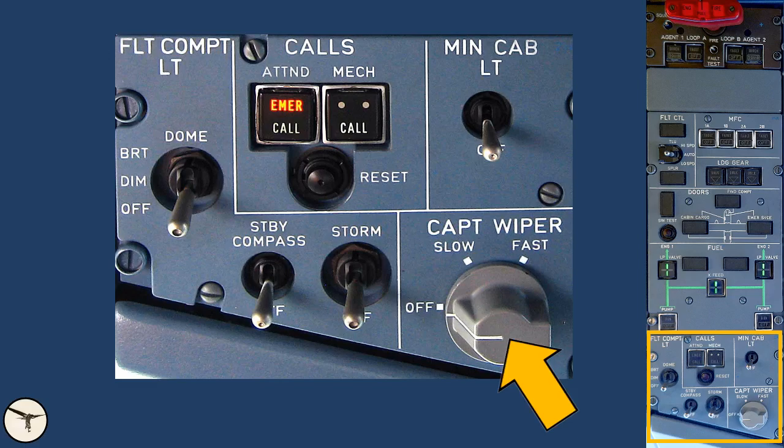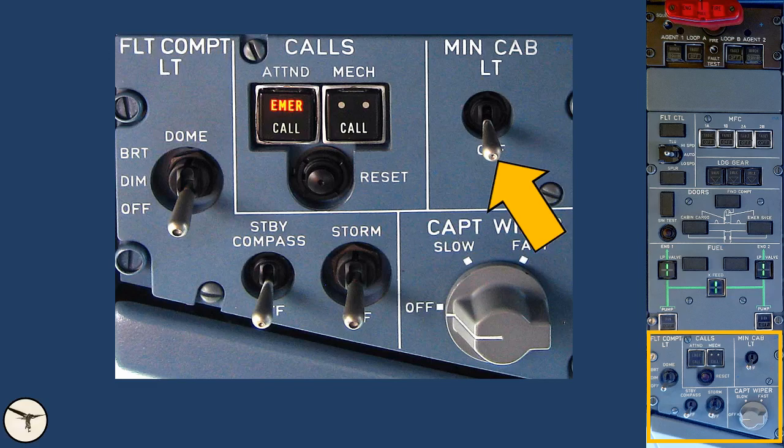The captain wiper selector has two speeds, slow and fast. For joke, we call it slow and extra slow. Slow is useful for taxi, and fast is useful for flight, including takeoff and landing. When you select the wiper off, it will return to the parked position.